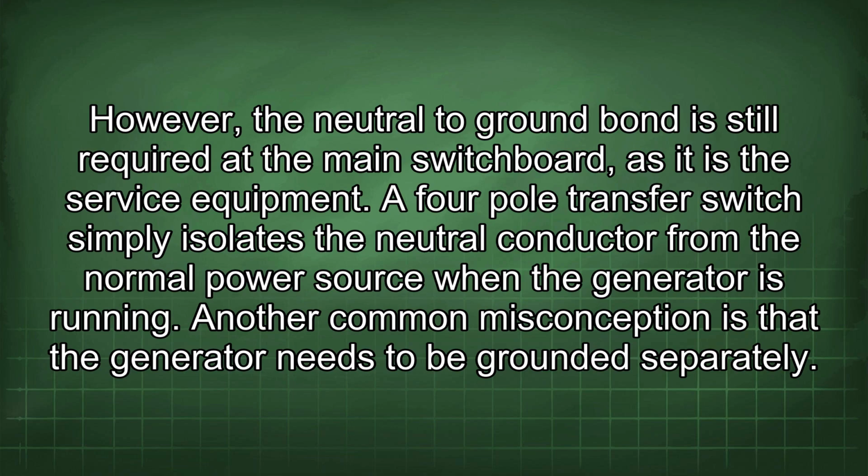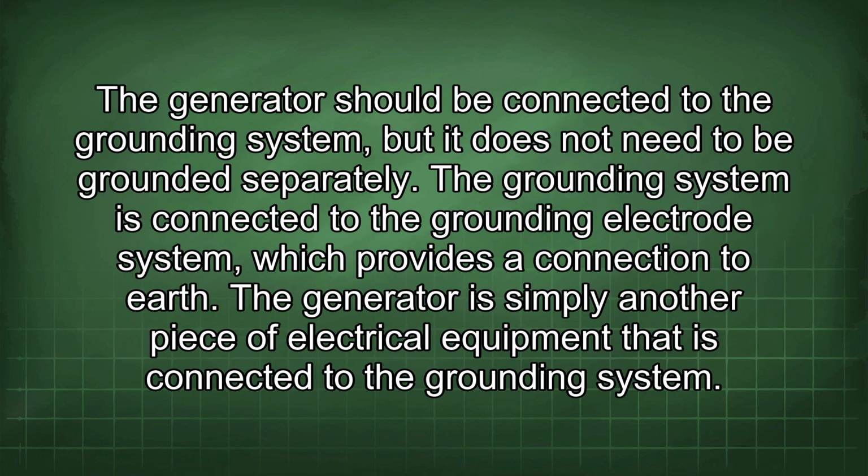Another common misconception is that the generator needs to be grounded separately. The generator should be connected to the grounding system, but it does not need to be grounded separately. The grounding system is connected to the grounding electrode system, which provides a connection to earth. The generator is simply another piece of electrical equipment that is connected to the grounding system.